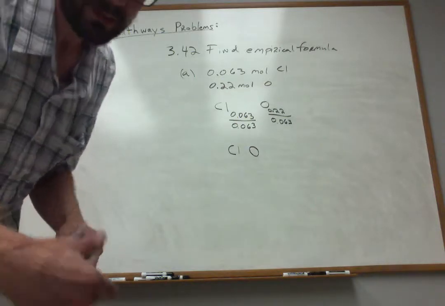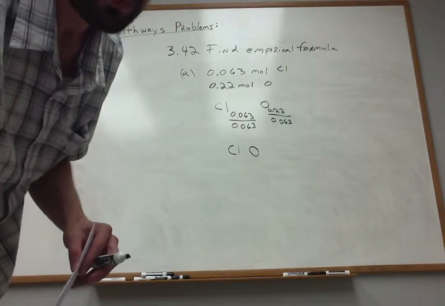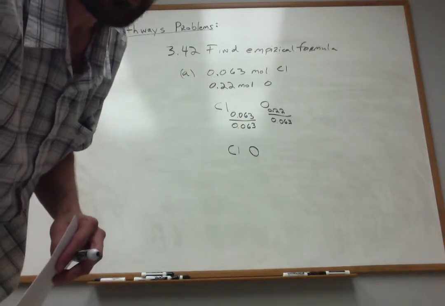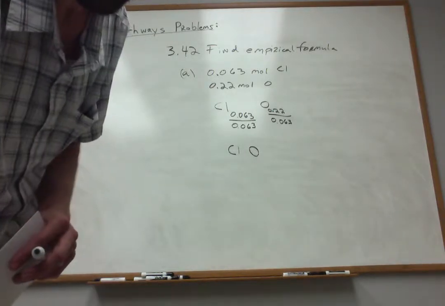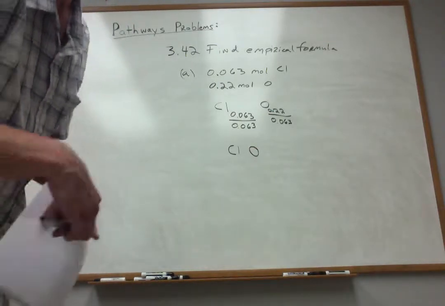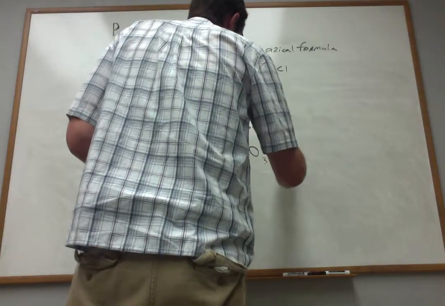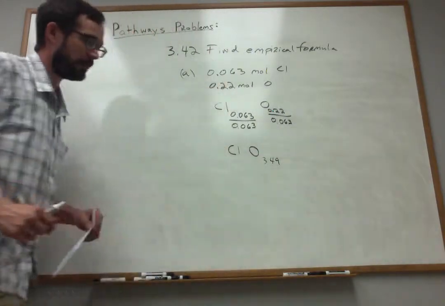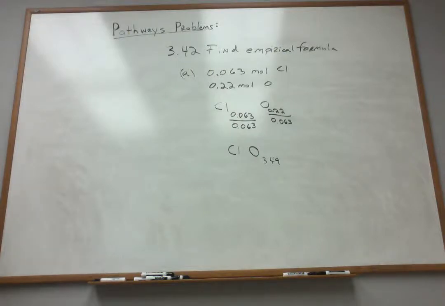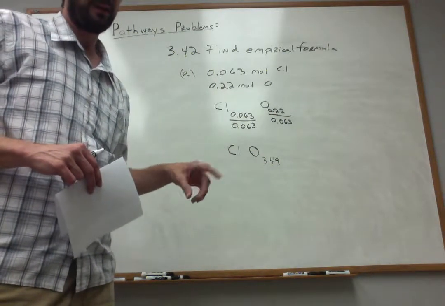Now let's see. Let me do that on my calculator real quick here and see what I get. 0.22 divided by 0.063 yields 3.49. Okay, so Cl 1 O 3.49. Are we done? No, we're not. Okay, because this is still an ugly decimal digit. We need to clean that up a little bit.